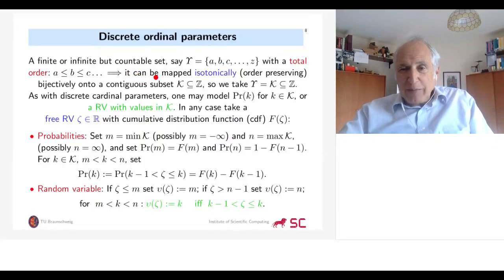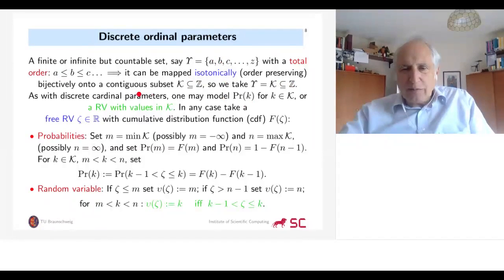Of course, this can be mapped isotonically. That means order preserving and bijectively, one-to-one, onto a contiguous subset of the integers, okay? So we take a contiguous subset of these integers, just as many as there are here, and then a mapping from there to here, so that the mapped A is less. So it has the advantage, instead of looking at ABC, we can always look at some integers, okay?